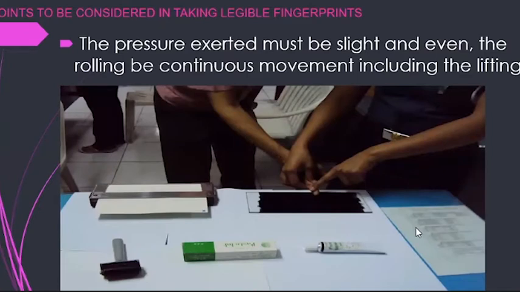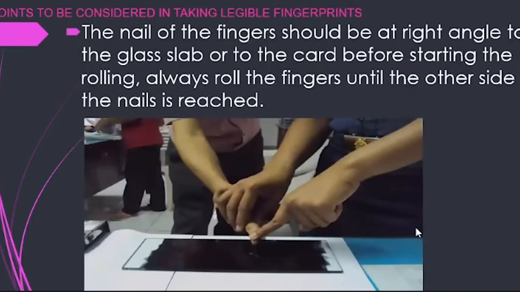The pressure exerted must be slight and even the rolling, the continuous movement, including the lifting. The rolling, the pressure exerted must be slight. Huwag masyadong madiin, dahan-dahan lang. Sabi nga niyan is be gentle. Then the nail of the fingers should be at the right angle of the glass slab or to the card before starting the rolling. Always roll the fingers until the other side of the nail is reached. Bakit nail ang pinag-uusapan? Para kumpleto yung rolling.